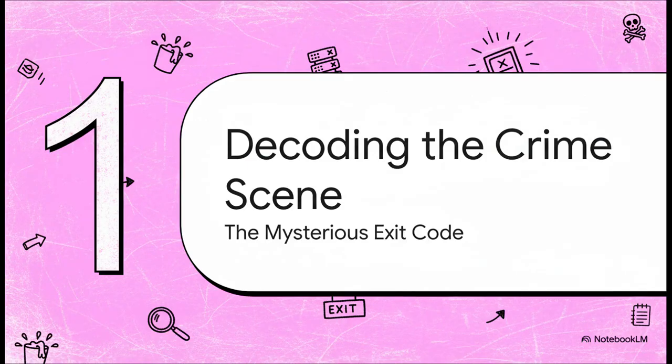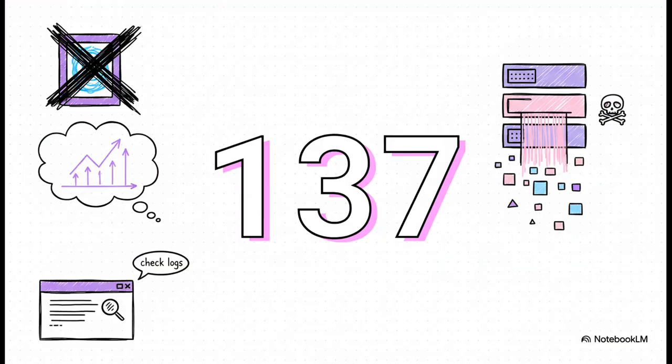Okay, so we've got our cause of death, out of memory. Now it's time to put on the forensics gear and dig a little deeper into the crime scene, because the system always leaves behind one critical piece of evidence that tells us exactly what went down. And that single piece of evidence is this number, 137. When you run a kubectl describe pod on your failed pod, you will almost always find this exit code. And trust me, that's not a random number. It's a very, very specific signal from the underlying Linux system.